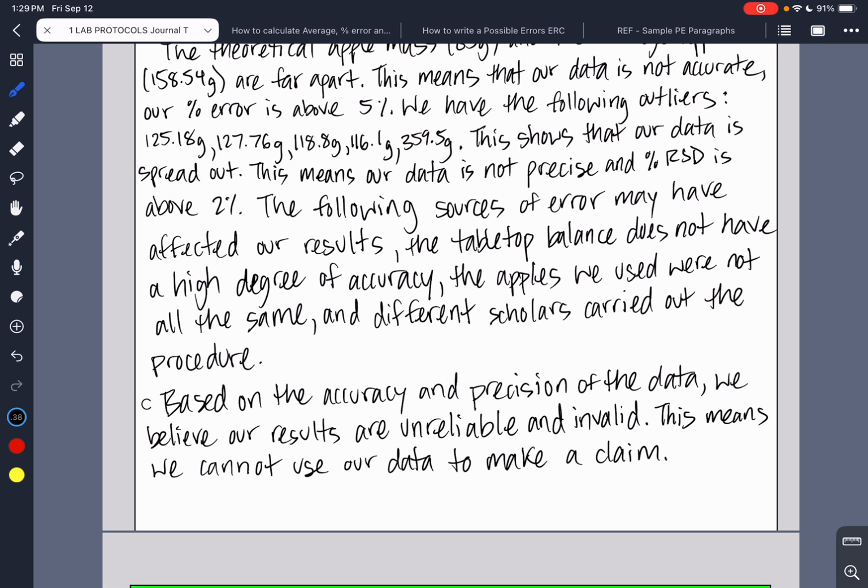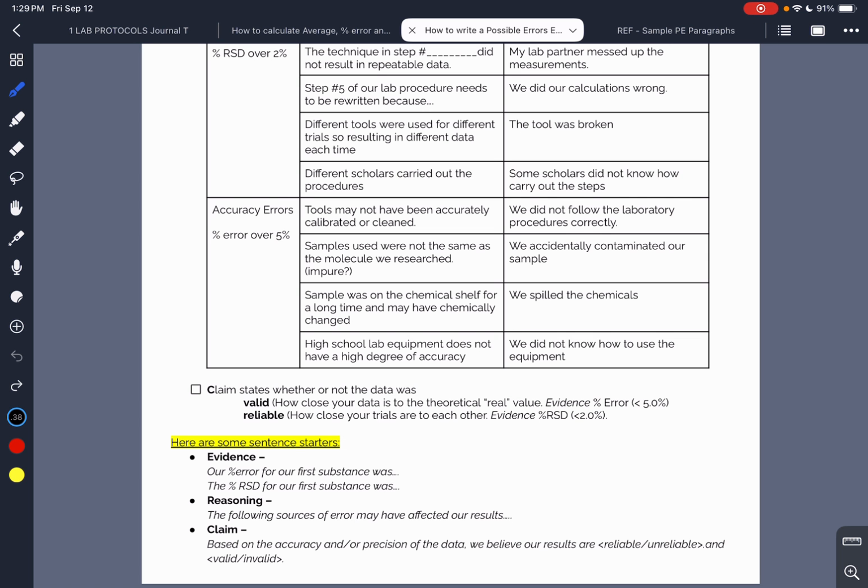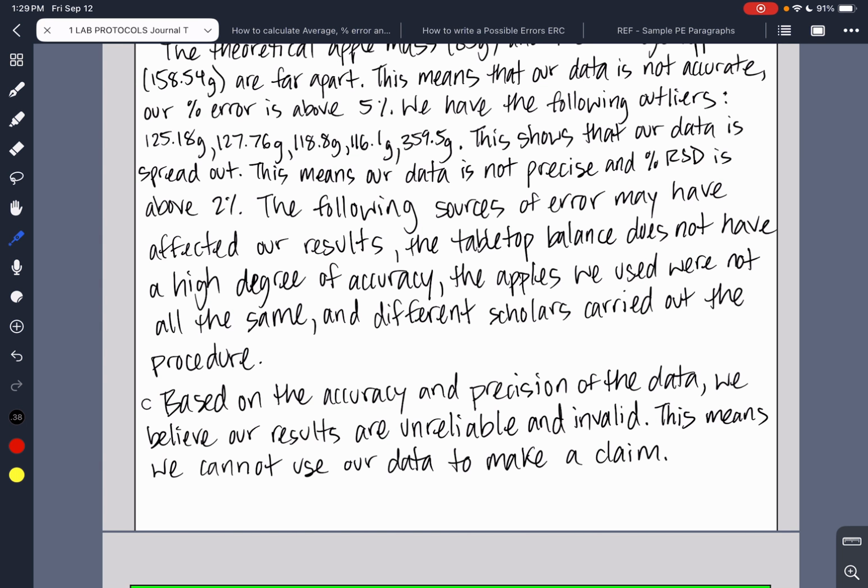We can only use our data to make a claim if two things are true. If our data is both reliable and valid, meaning our percent RSD is under 2% and our percent error is under 5%, then we can definitely use our data to make a claim. But if even one of these is over what it should be, then we cannot use that data. It is invalid or unreliable. If it's either one, we cannot use our data. So for ours, both of these things are true. It's unreliable and it's invalid. So we can definitely not use this data to make a claim. If they were both good, meaning it was reliable and valid, we can use it to make a claim.